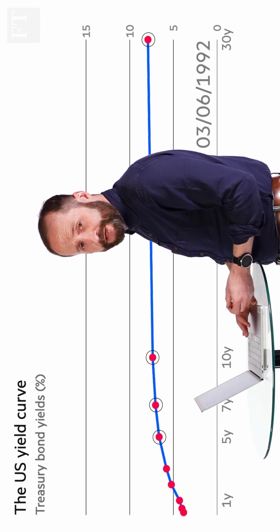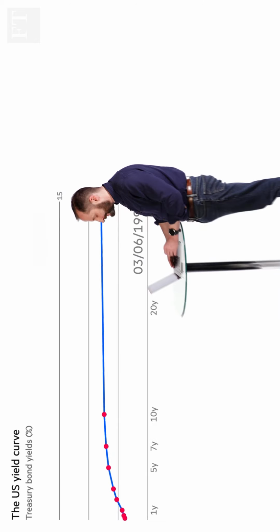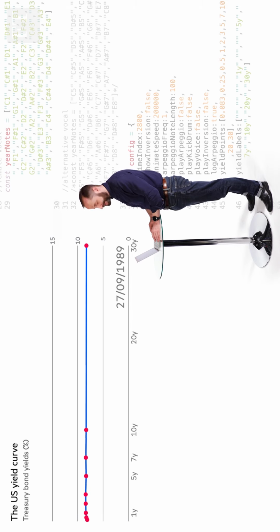The thing with the yield curve is that these rates change on a daily basis, and so the shape of the yield curve can change. So one of the things that can happen is it can flatten. And so this is the yield curve from 1989, and you can see that actually the yields are very, very uniform. It's a very, very flat yield curve. And this is a sign that people are starting to express uncertainty about what might happen to the economy.